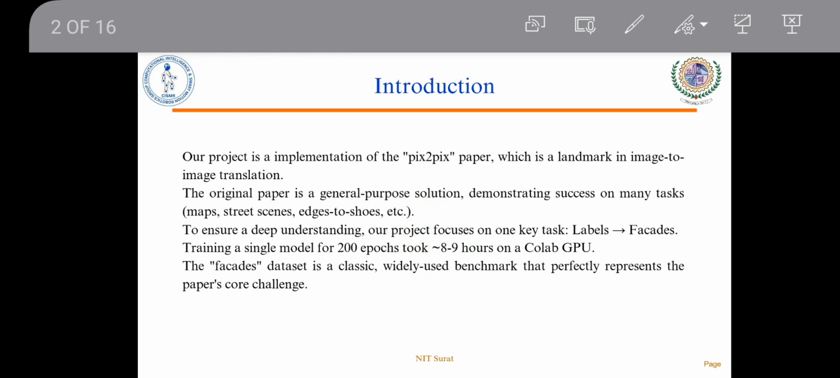After deeply understanding the paper, we selected one important task, label to facade. Training our model for 200 epochs took about 8 to 9 hours on a Colab GPU.